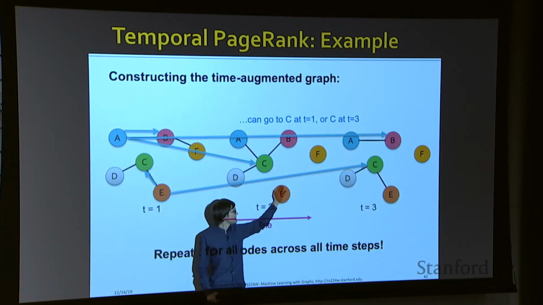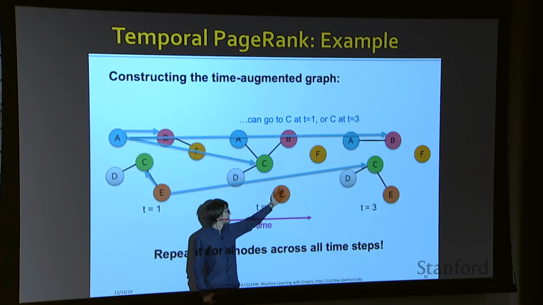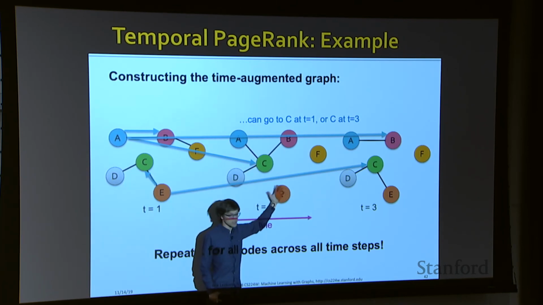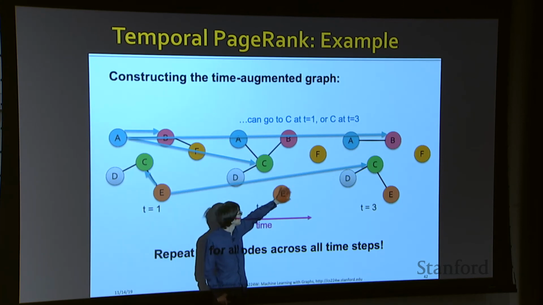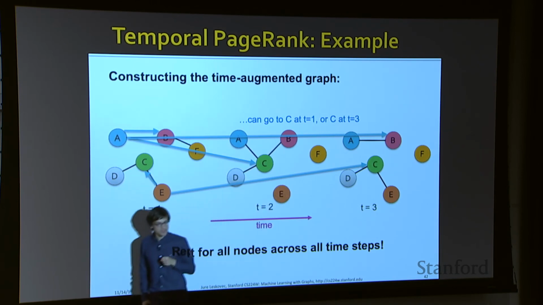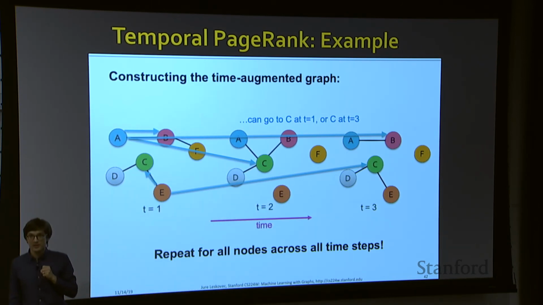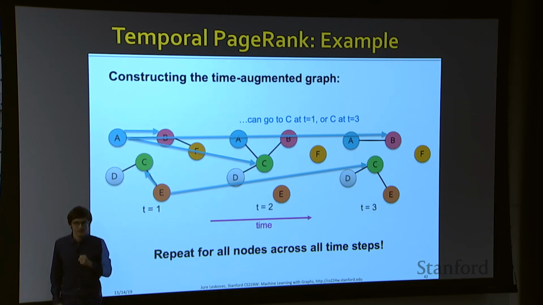For example, this guy, for all intents and purposes, does not exist here. So yes, you can have nodes coming and going. Essentially, the way you can think of them is as isolated nodes that are around all the time, and you ignore them. Right, that's an excellent point. All right, anything else? Yes?